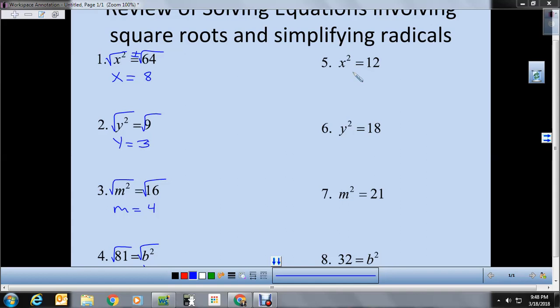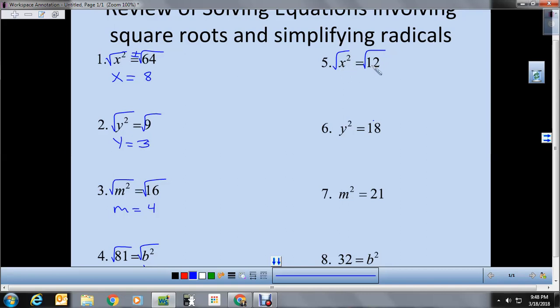Now, on numbers 5 through 8, everything's a little bit different. One thing you'll notice is that none of these are perfect squares. So what we're going to do is called simplifying radicals. Now I know some of your calculators will do this, but you need to understand the process for when you get to Algebra 2.